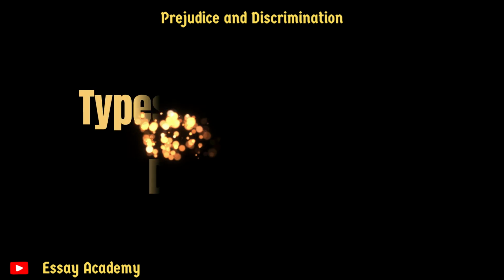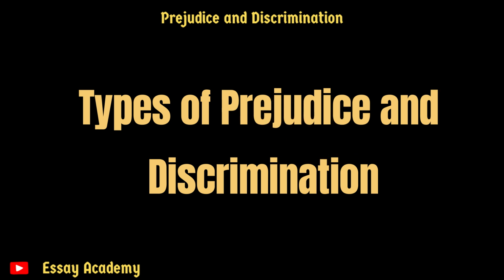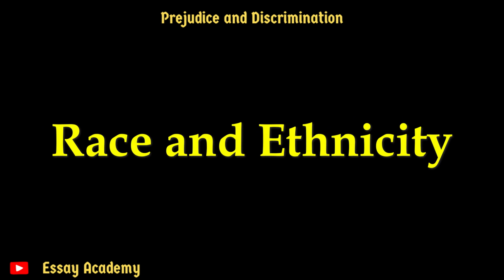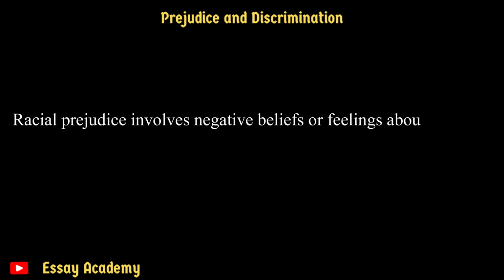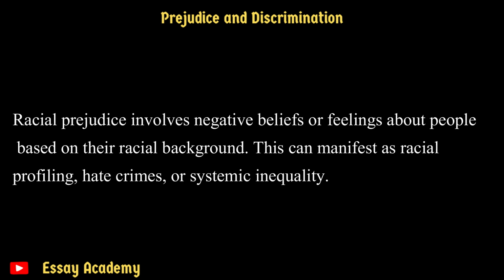Types of prejudice and discrimination. Race and ethnicity. Racial prejudice involves negative beliefs or feelings about people based on their racial background. This can manifest as racial profiling, hate crimes, or systemic inequality.